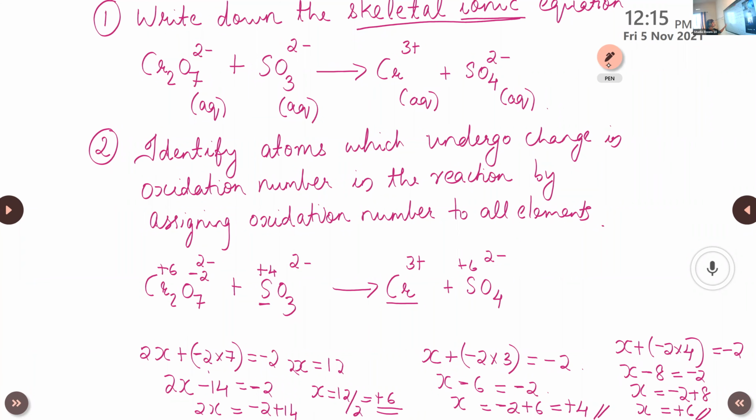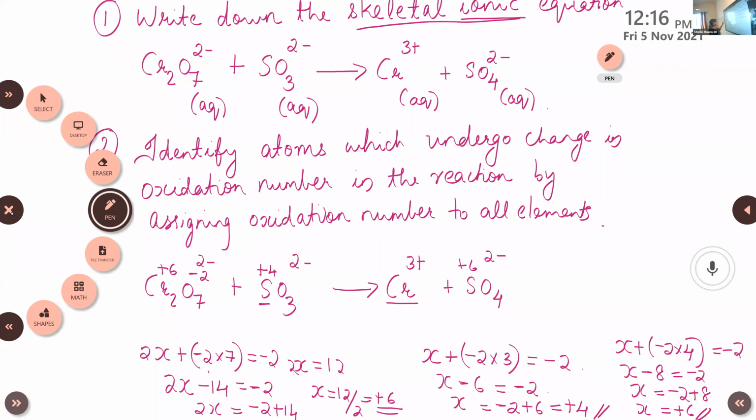Okay, Cr, that is plus 6. Then for oxygen, it is minus 2. For sulfur, it is plus 4. Then again in SO4, sulfur is plus 6. So this is the second step. Identify atoms which undergo change in oxidation number in the reaction by assigning oxidation number to all elements. Okay, this is clear about the second step. If you have any doubt, you can ask me. Any doubt, children? Nothing. Okay. Then we are moving to the third step.